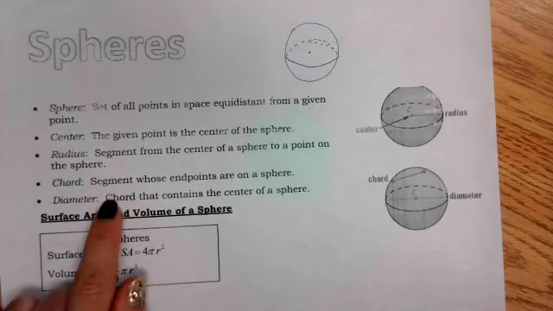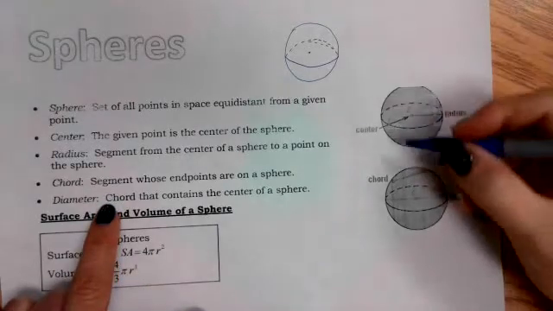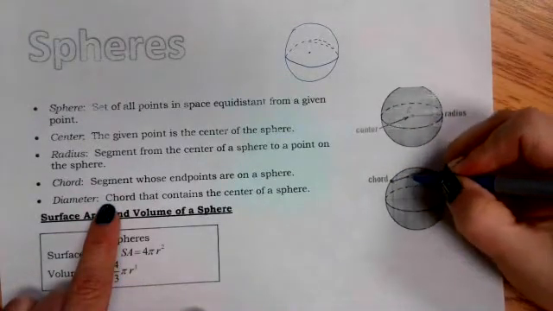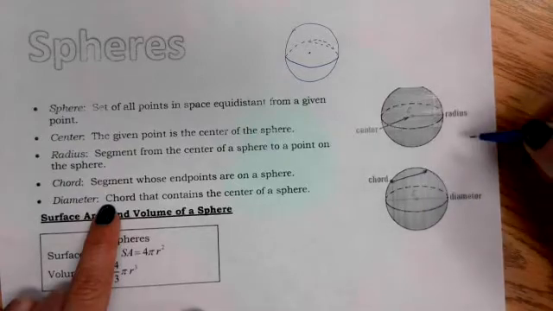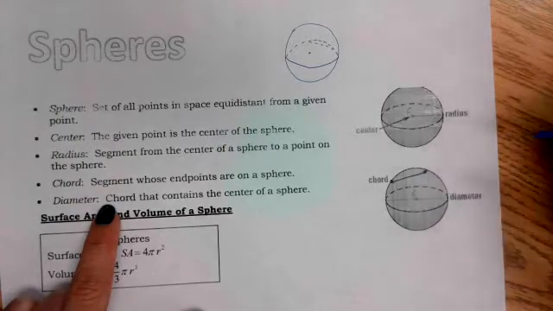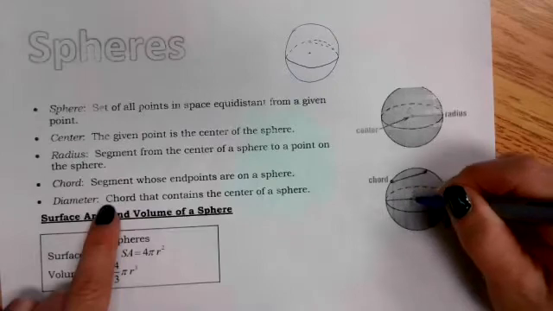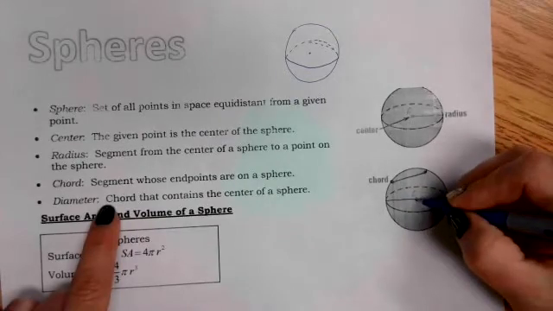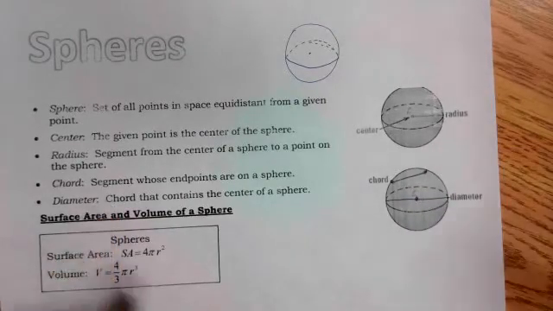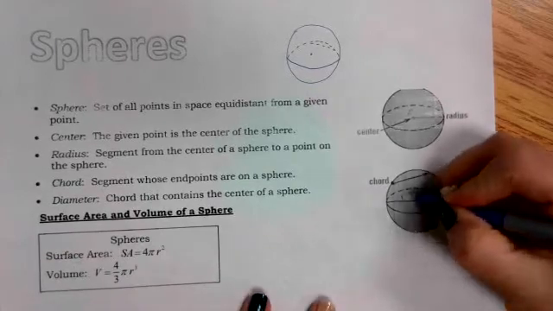And then chord versus a diameter. So a chord is any line segment that connects from an edge to an edge but doesn't go through the center. And then the diameter, like a circle, goes all the way through. So it represents 2 radii.